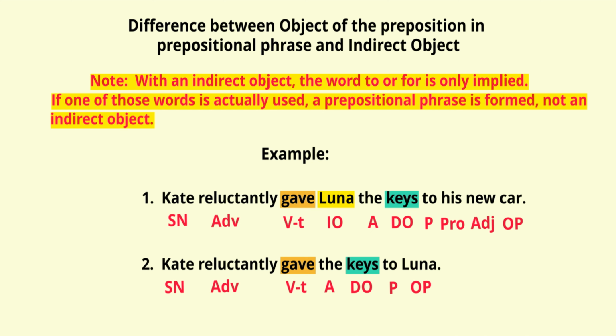Is it clear? If we say that she made a cake for her mom, for her mom would become the prepositional phrase because mom came after the preposition for, right? She made her mom a cake. So mom came before cake, and mom would become the indirect object and cake will be the direct object. Is it clear?